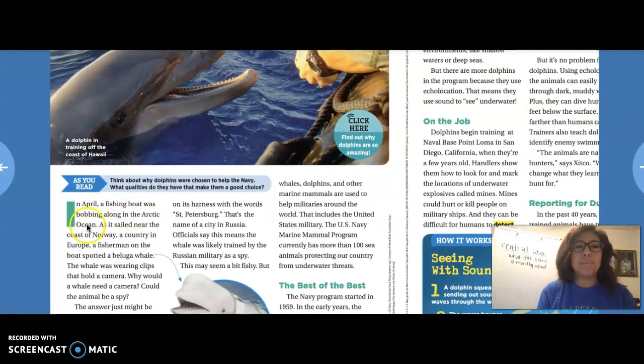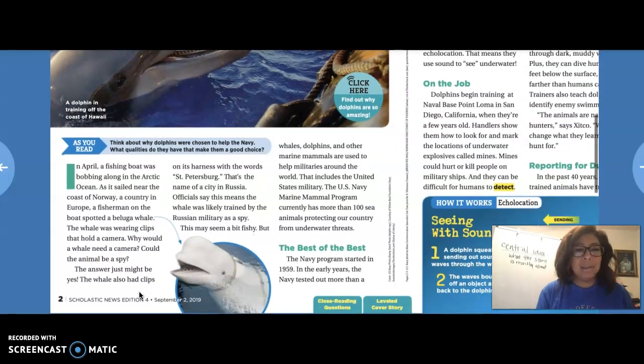In April, a fishing boat was bobbing along the Arctic Ocean. As it sailed near the coast of Norway, a country in Europe, a fisherman on the boat spotted a beluga whale. The whale was wearing clips to hold a camera. Why would a whale need a camera? Could the animal be a spy? The answer just might be yes. The whale also had clips on its harness with the words St. Petersburg. That's the name of a city in Russia. Officials say this means the whale was likely trained by the Russian military as a spy.